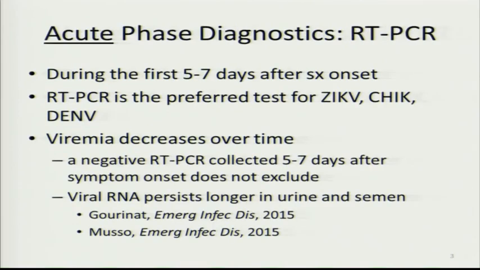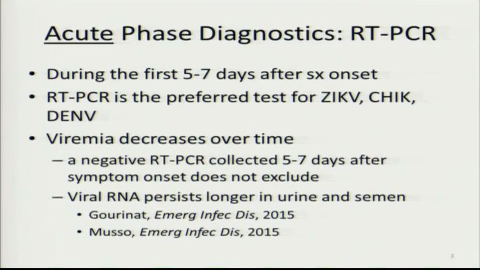So for acute phase diagnostics, we'll start with this. PCR is a test that's being done mostly at CDC, and it's beginning to get out into the state health departments now. The test can be used in the first 5 to 7 days after symptom onset when there's viremia on blood or serum or plasma. And RT-PCR is the preferred test for all three of these pathogens.